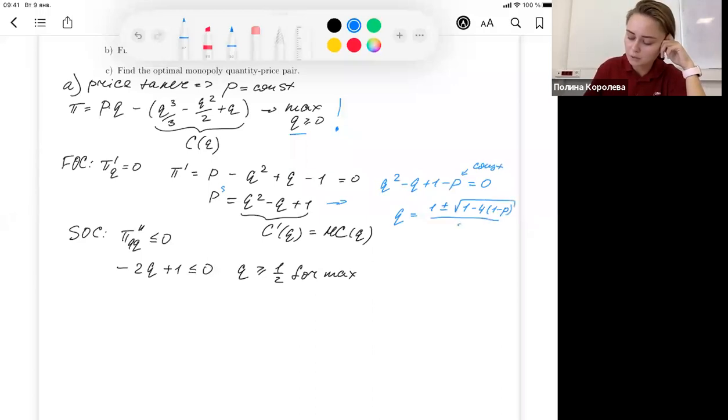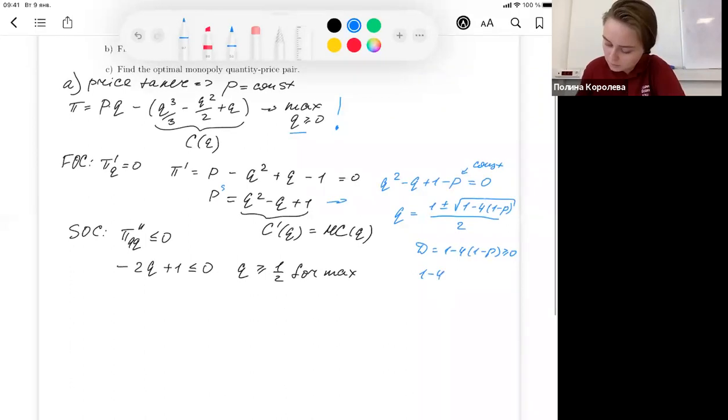Over 2a over 2. Yes. And first of all, we should check that our d, that is under the square root, is greater or equal than 0. So d equals 1 minus 4 times (1 minus p), greater or equal than 0. So this is true for which prices? 1 minus 4 plus 4p greater or equal than 0. So this is true for prices greater or equal than 3 over 4.